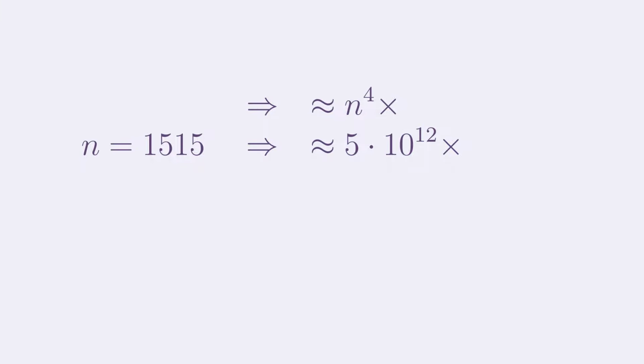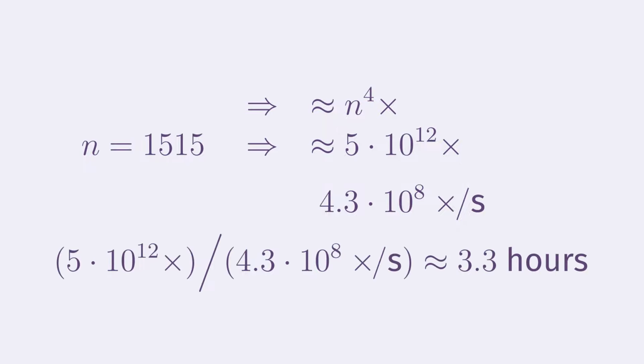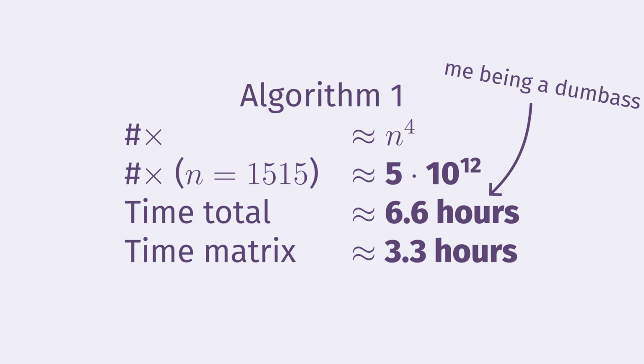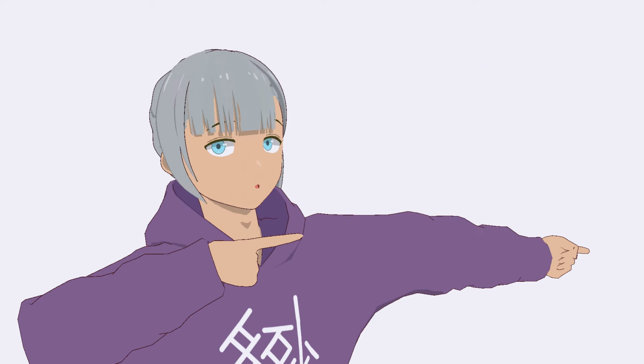On my computer, a 1515 by 1515 matrix multiplication takes around 8 seconds to execute, which is around 430 million multiplications per second. That sounds really fast, but running the whole algorithm would have taken around 3.3 hours. Oh, and my dumbass 1 year ago decided to have the code generate the matrix A twice, so the script would have actually taken around 6.6 hours to run. Yeah, so that's real bad. We want to speed the code up.